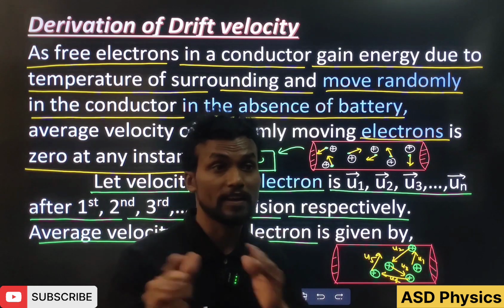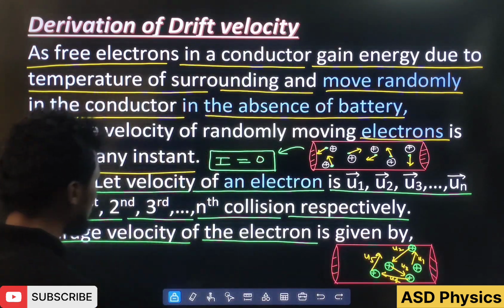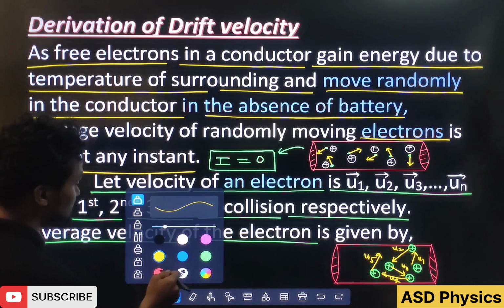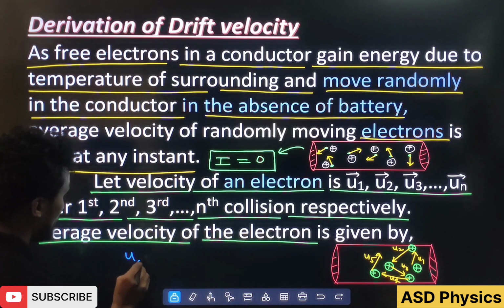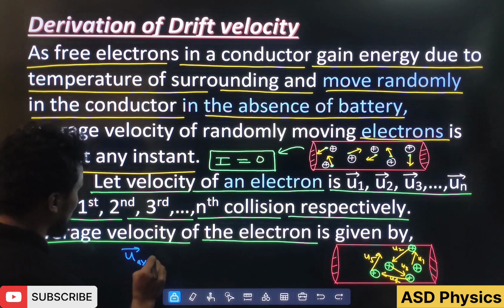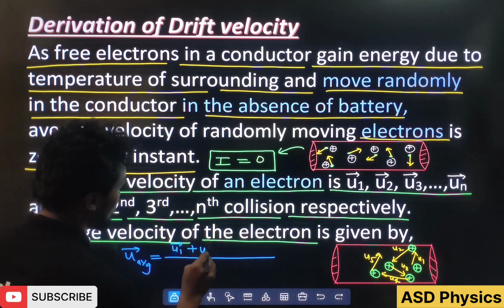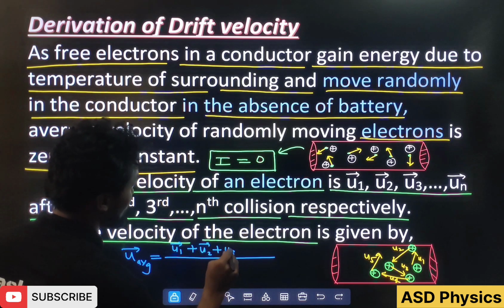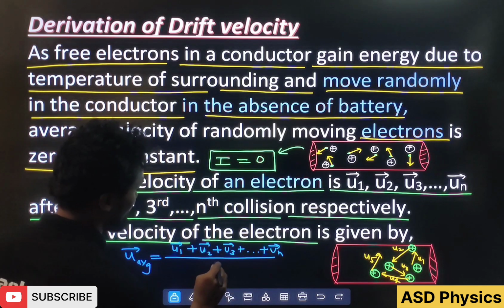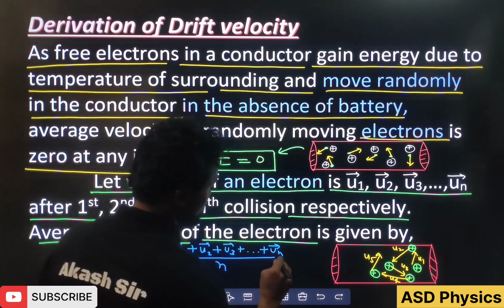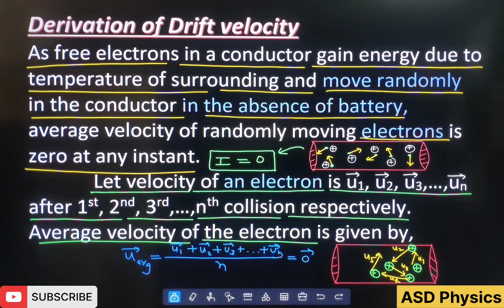So here you can see very well, an electron inside the conductor is doing which motion? A random motion, this side, this side, here, there, it is moving. So what will happen to the average velocity of this electron? Let me write here u average. u average is u1 plus u2 plus u3 plus dot dot dot plus un divided by n. Now, the average velocity of this electron is zero.